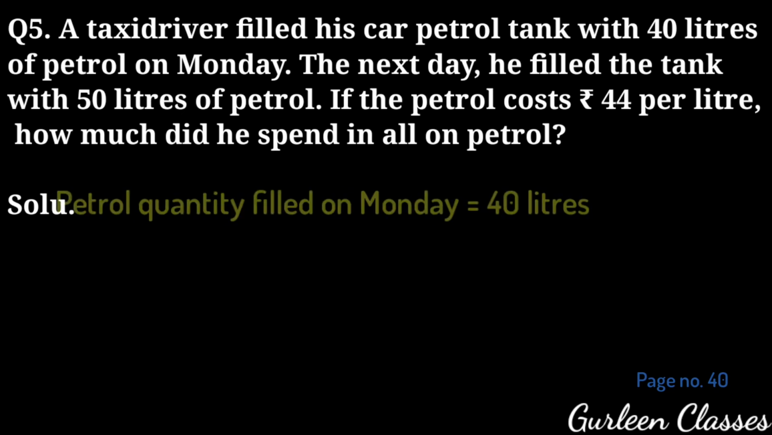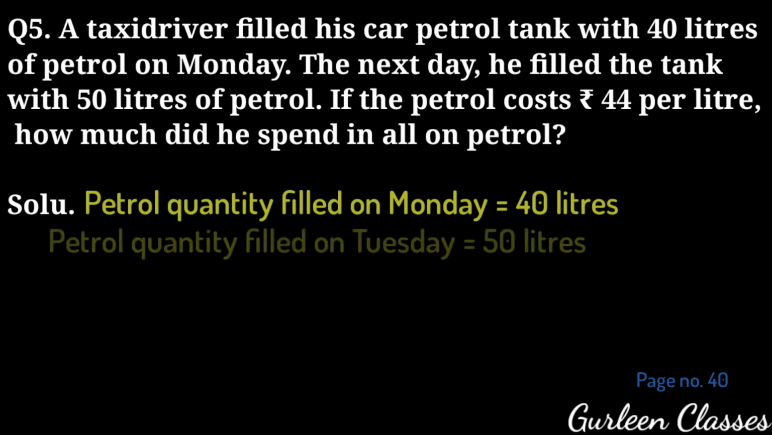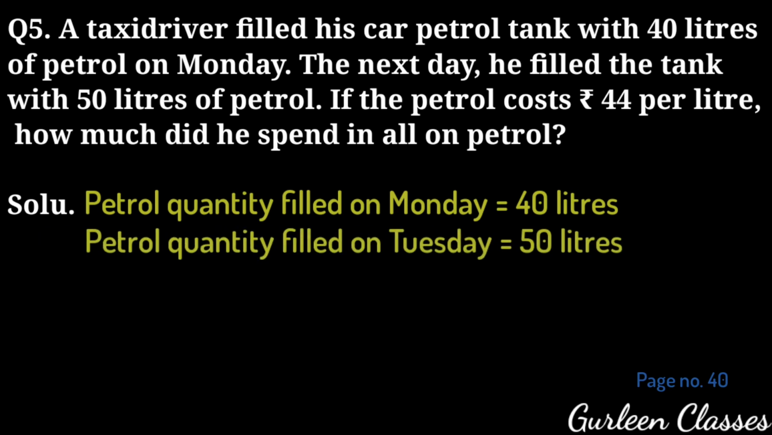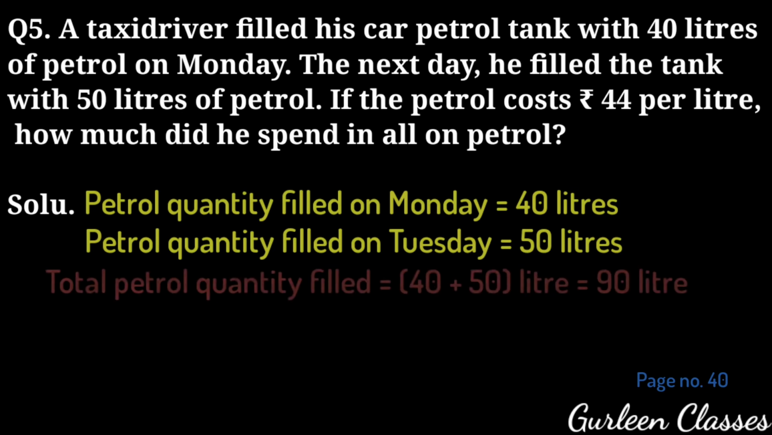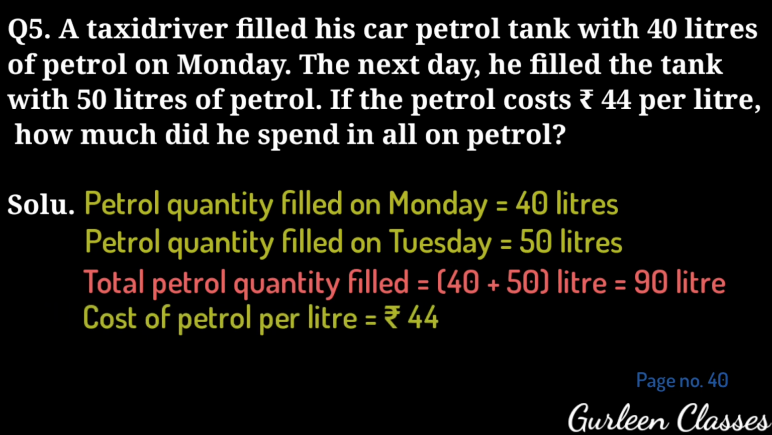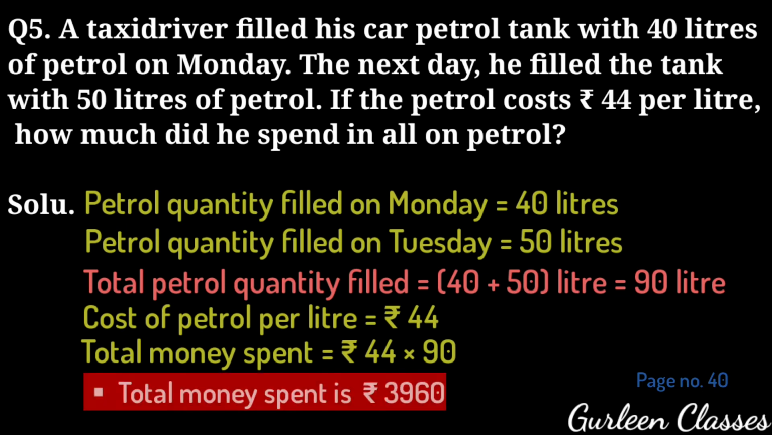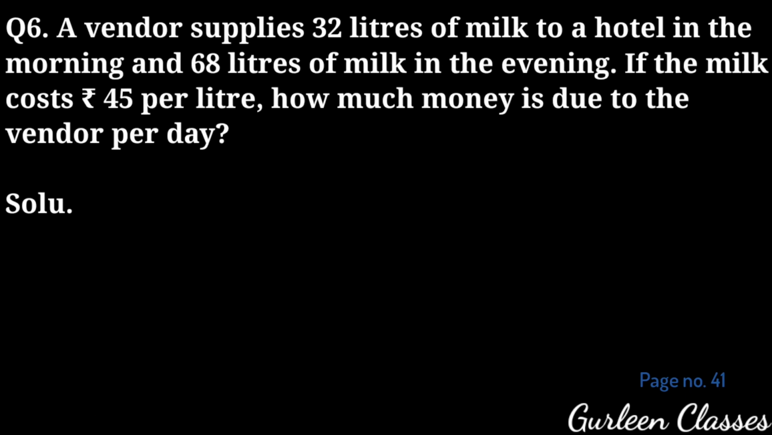Solution. So petrol quantity filled on Monday, that is 40 liter. Then petrol quantity filled on Tuesday, that is 50 liter. Total petrol quantity filled is equal to 40 plus 50 liter, that is 90 liter. Cost of petrol per liter is equal to rupees 44. Total money spent is equal to 44 into 90. So 44 into 90, that is rupees 3960.